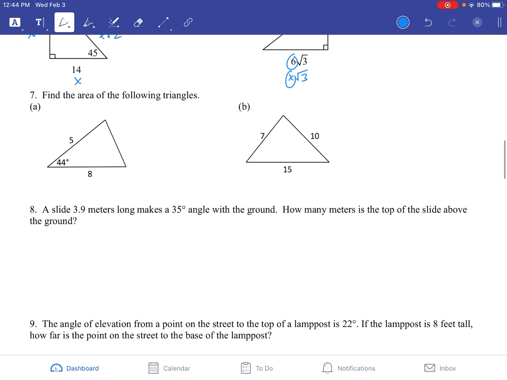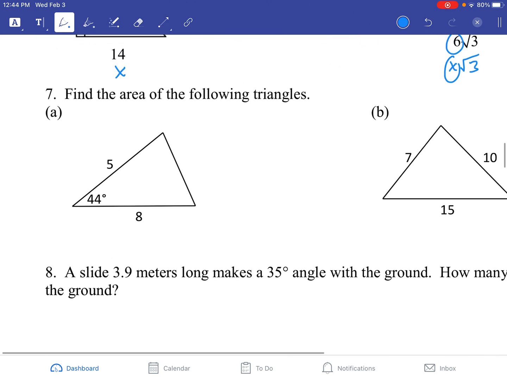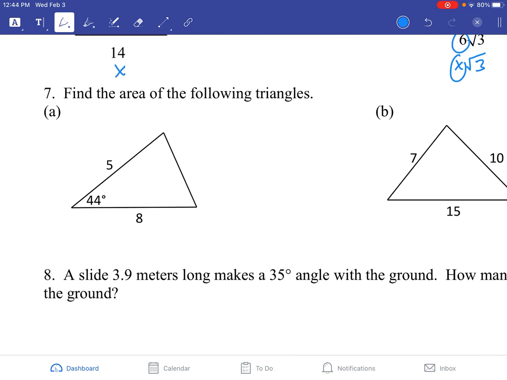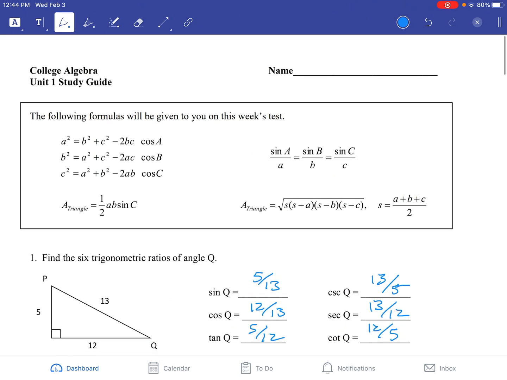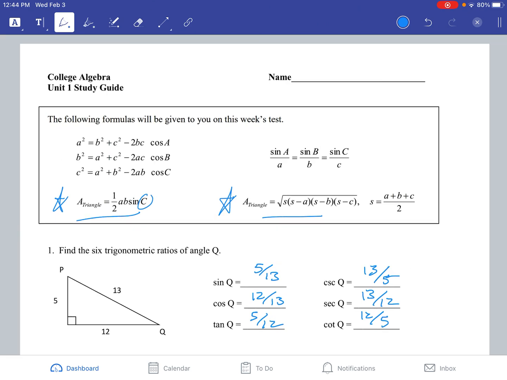Okay. Number 7, find the areas of the following triangles. Now the first one has a side angle side, which means it's going to use a specific formula. I'm going to scroll back to the top to show you. These are the two formulas for the area of a triangle. The first one's going to use this one. The second one's going to use this one. The reason is because in the first one we have an angle, in the second one we don't.